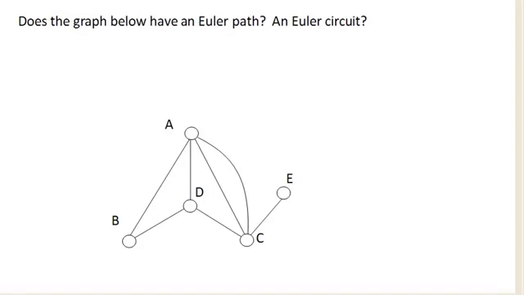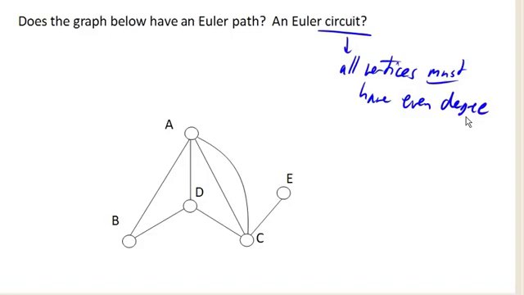So suppose we got a graph here and we're wondering, does this graph have an Euler path? How about an Euler circuit? Well, it turns out that there's a really easy way to tell, and it comes down to the degree of the vertices. And so it turns out that in order to have an Euler circuit, all vertices must have even degree.